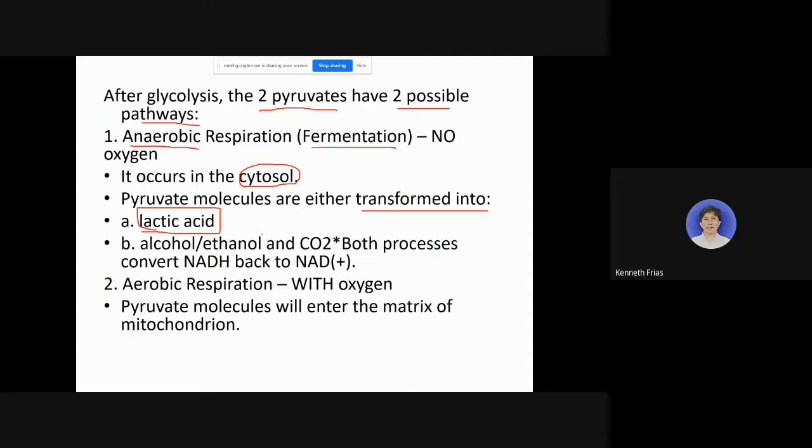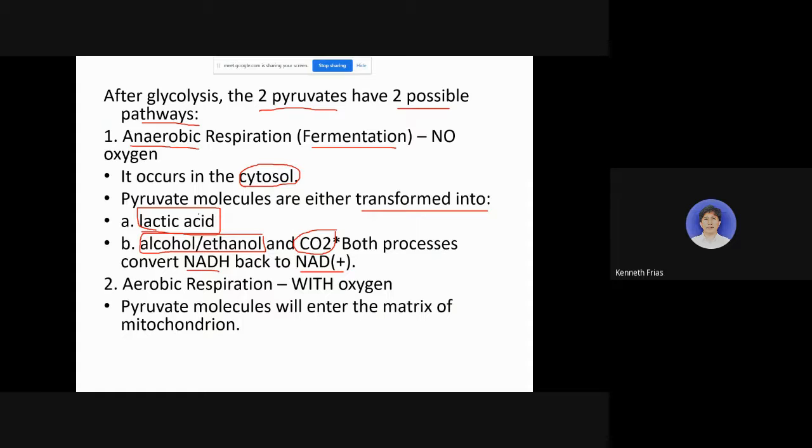The other possibility is that the pyruvate could be transformed into alcohol in the form of ethanol, which also produces carbon dioxide. The purpose of this anaerobic respiration, since there is no oxygen, is to convert the NADH, which carries the electron, back to NAD+. So it's just a way to keep glycolysis going in the absence of oxygen.